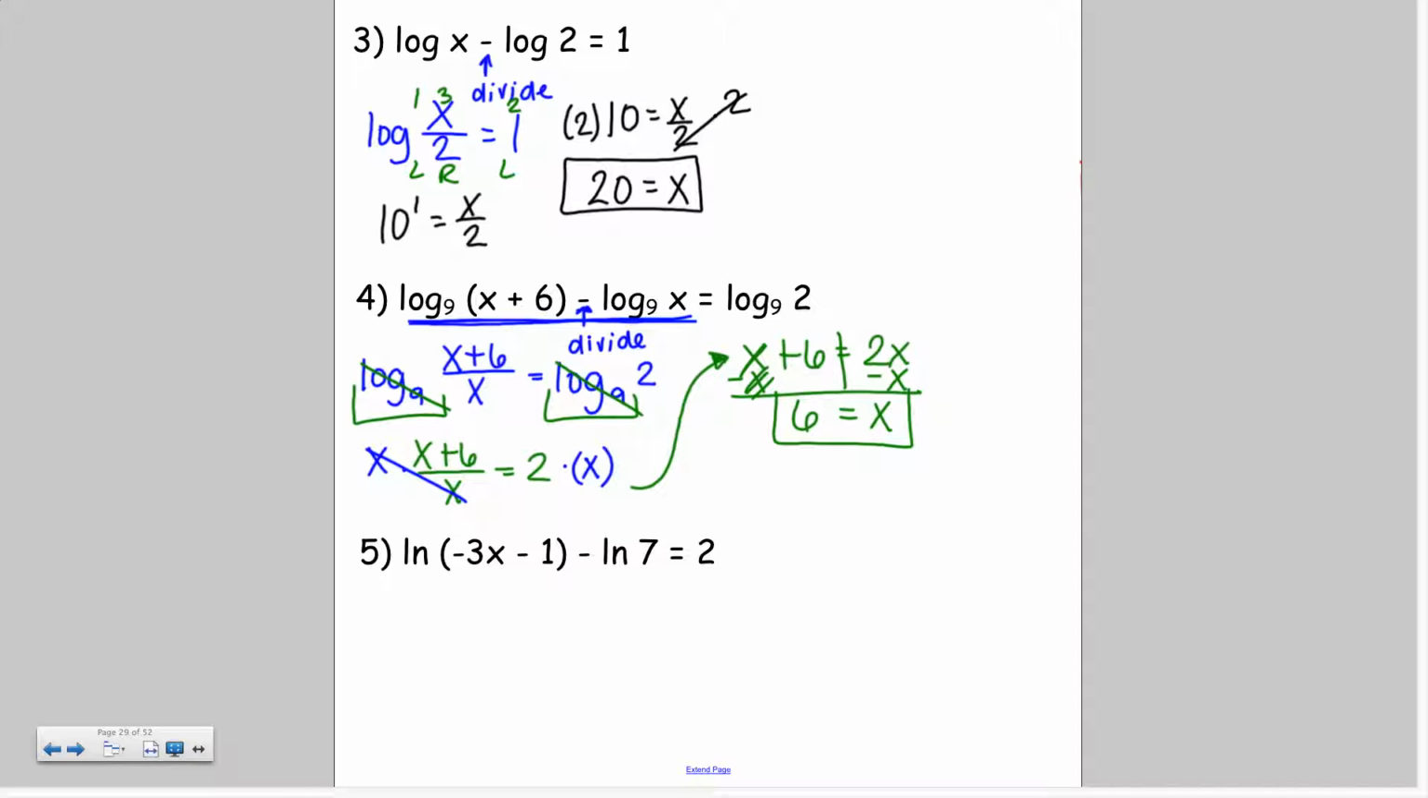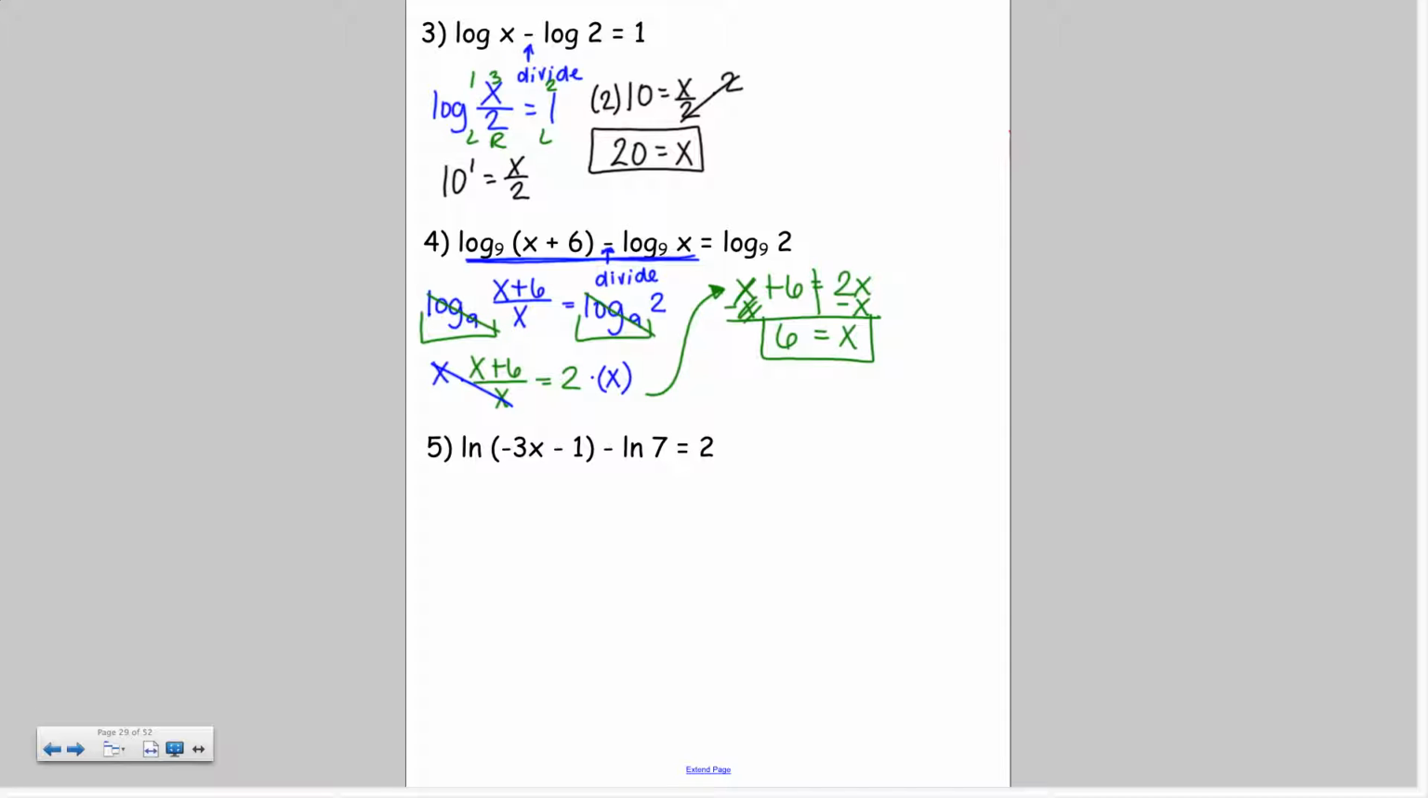All right. Number 5. It's just a natural log. We only have the natural logs on one side, so we're just going to condense it, and then we'll do left, right, left. So again, it's subtracting, so we're going to divide. So the LN of negative 3x minus 1 on top, divided by 7, is equal to 2.